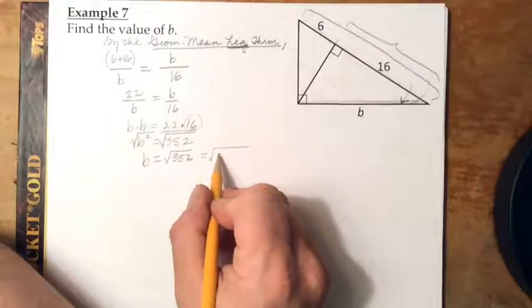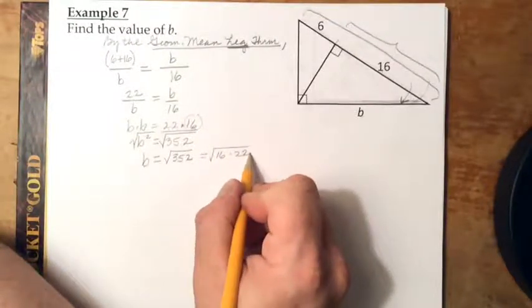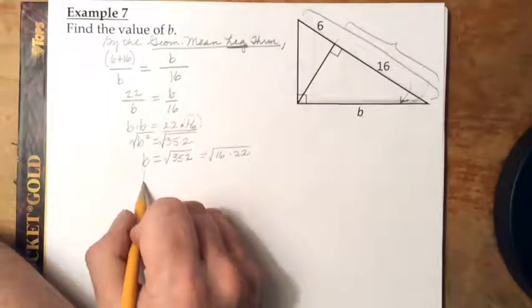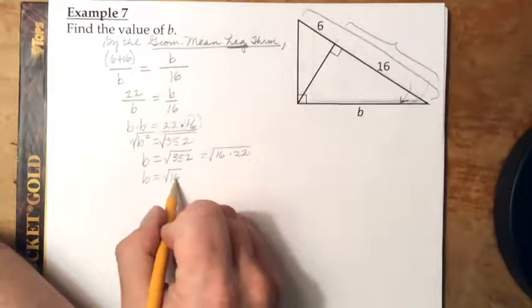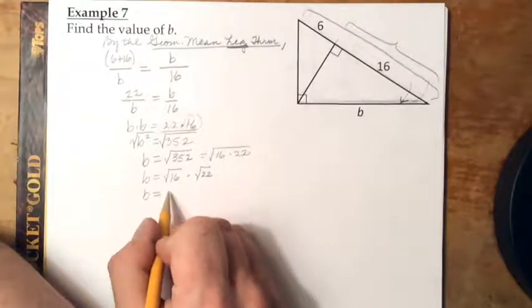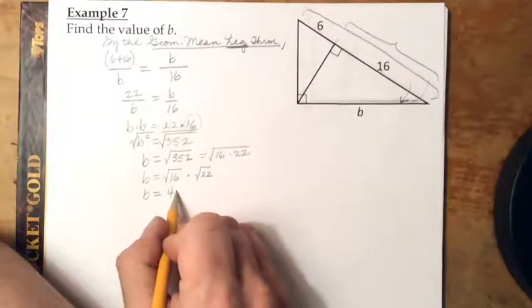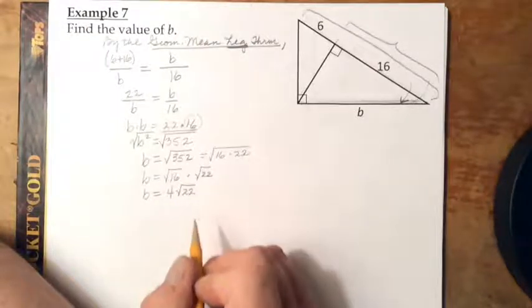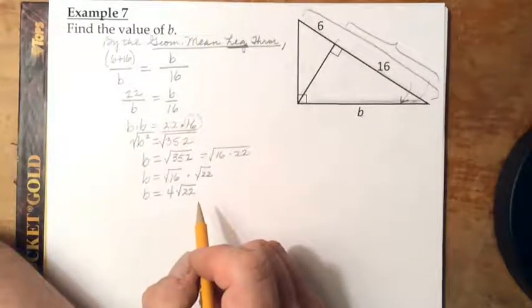So I'm going to re-factor those under the square root. That's 16 times 22. I'm just using these. Then I can split those up into the square root of 16 times the square root of 22. And then b is equal to, that's a perfect square. That gives us 4 times the square root of 22. Now 22 is not a perfect square, and 22 doesn't have any perfect square factors. 11 and 2 are not perfect squares.